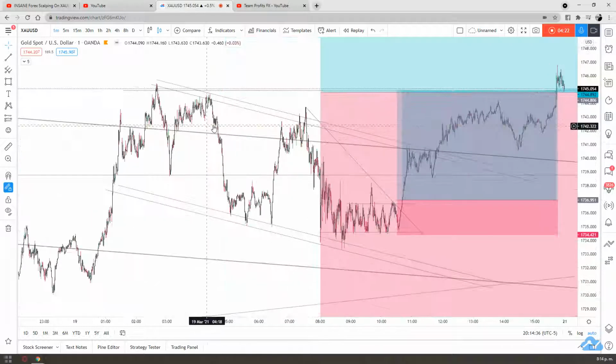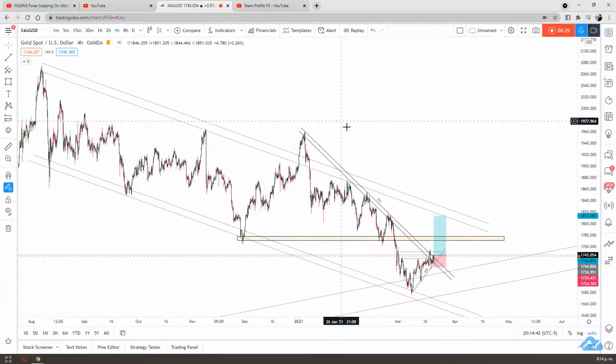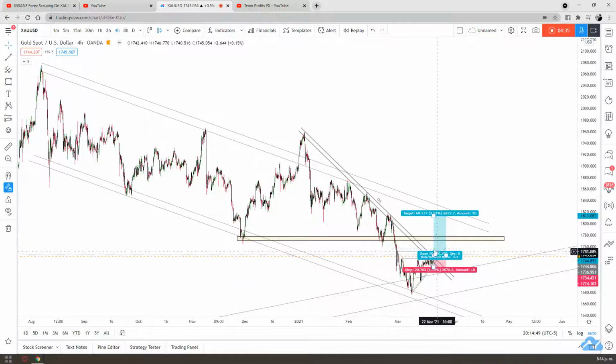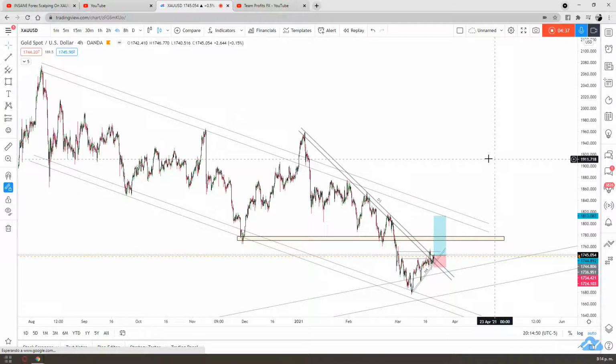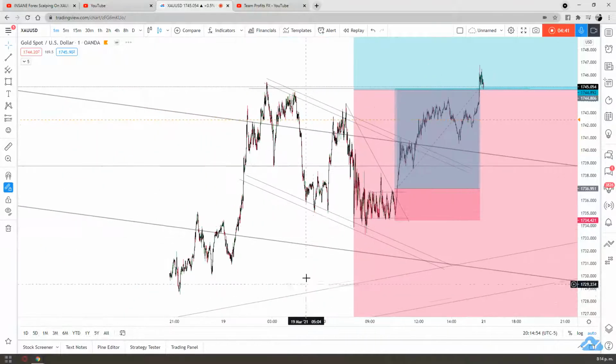You see right here, this area, it kind of looks similar. If I go on a 4 hour, it kind of looks similar to this. You see this, it went up, it got like a fake breakout, and it went down. So most likely this is going to shoot up. It's an idea. So on a 1 hour time frame, that's what happened.